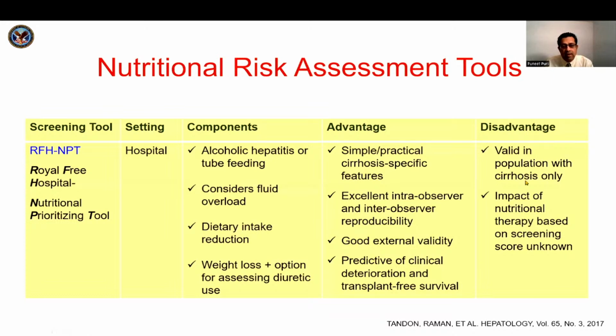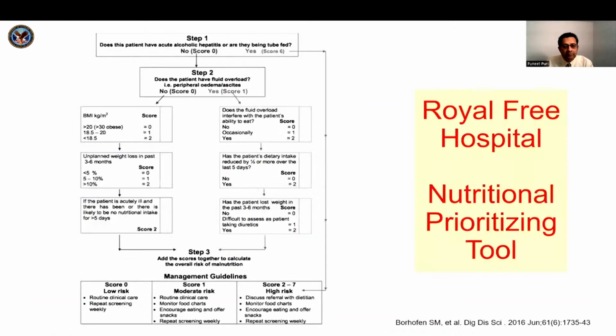However, there are small disadvantages. It is validated only in cirrhotic patients and cannot be extended to the non-cirrhotic population, which is not of interest in this particular talk. Also, the impact of nutritional therapy based on screening score is not well established.